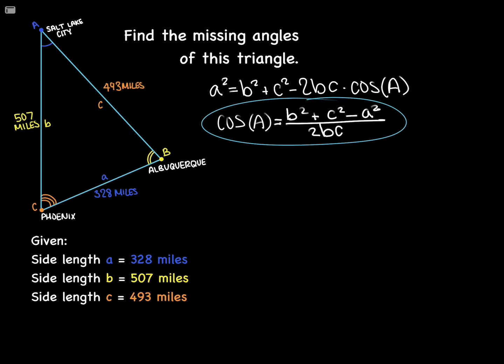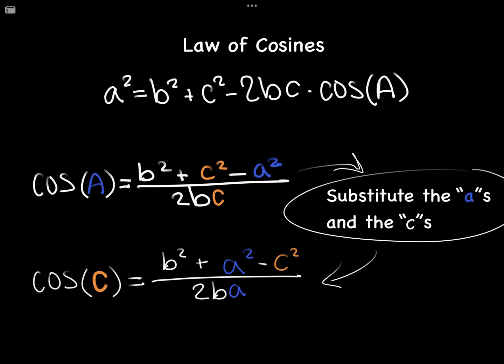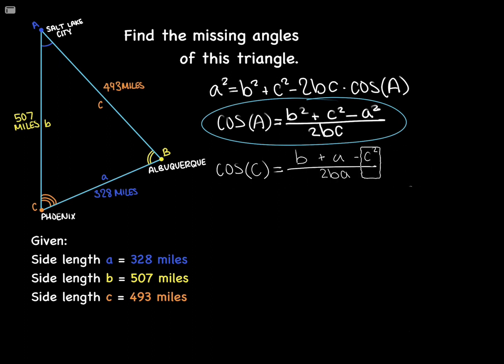Now that we have one known angle and three known side lengths, we can either use the law of sines to solve for the second angle, or we can use the law of cosines just like we did to solve angle B. Since we should use the practice, let's continue using the law of cosines to solve for angle C. Remember, before we can plug in the numbers, we need to rearrange our equation to solve for the cosine of angle C. It is as simple as replacing the A's and the C's from our original rearranged form of the equation. The cosine of C equals b squared plus a squared minus c squared over 2ba.